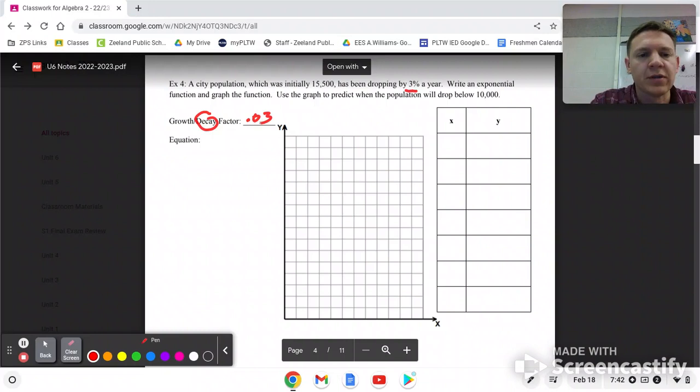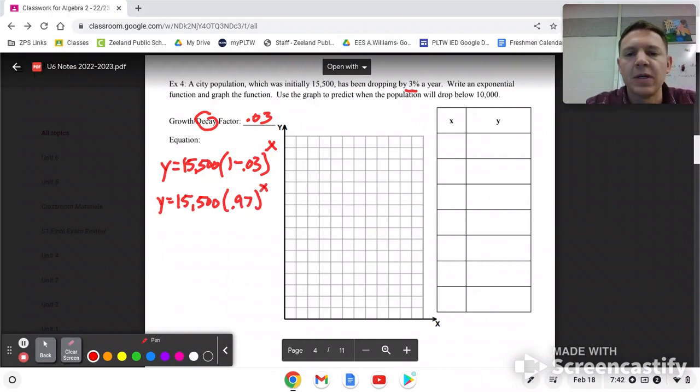Let's write the equation now. Y equals our initial amount, 15,500, times (1 minus 0.03) to the x. You're more than capable of doing that math if you want. So y equals 15,500 times 0.97 to the x. Bang, got the equation.